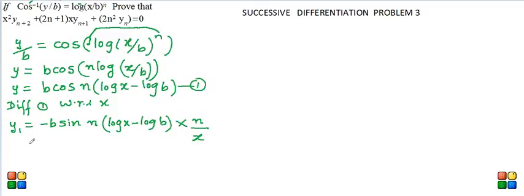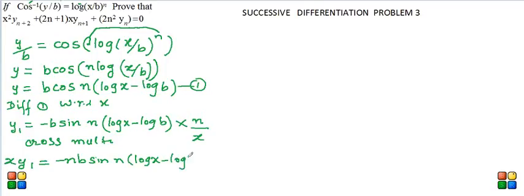Differentiate, then cross multiply as a standard rule, and when we cross multiply, this x comes to the left side, it becomes xy1 is equal to minus nb sine, n is treated as constant, no, simple, here it is n into this thing. So this is equation number 2.